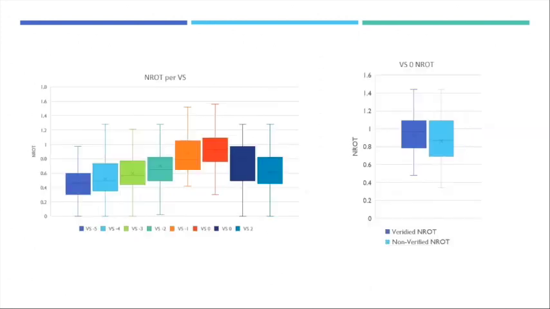And the last parameter I looked at was NROT. NROT had the highest time at tornadogenesis at volume scan 0. That was the highest value, and it stood around 0.9. And the spread at volume scan 0 for verified and non-verified was about the same. So it's kind of hard to discern whether or not it's a better indicator for verified versus non-verified cells.